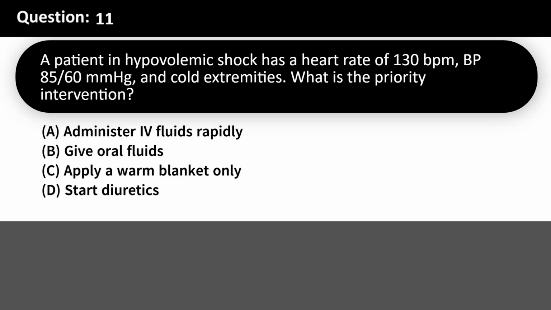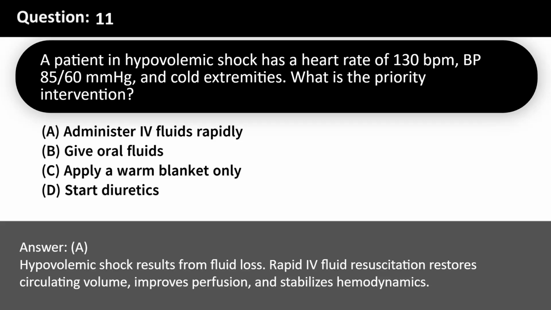A patient in hypovolemic shock has a heart rate of 130 bpm, BP 85/60 mmHg, and cold extremities. What is the priority intervention? A. Administer 4 fluids rapidly. B. Give oral fluids. C. Apply a warm blanket only. D. Start diuretics. Answer: A. Hypovolemic shock results from fluid loss. Rapid fluid resuscitation restores circulating volume, improves perfusion, and stabilizes hemodynamics.